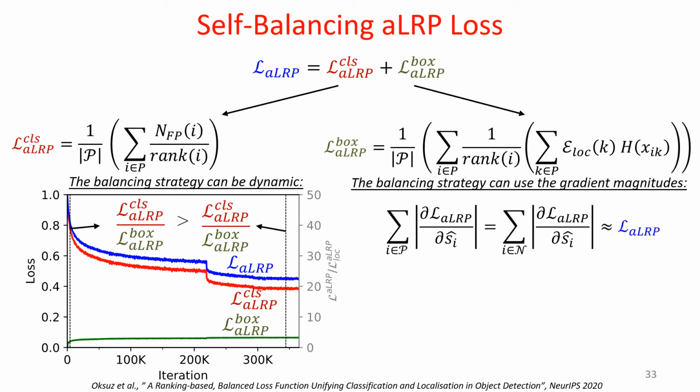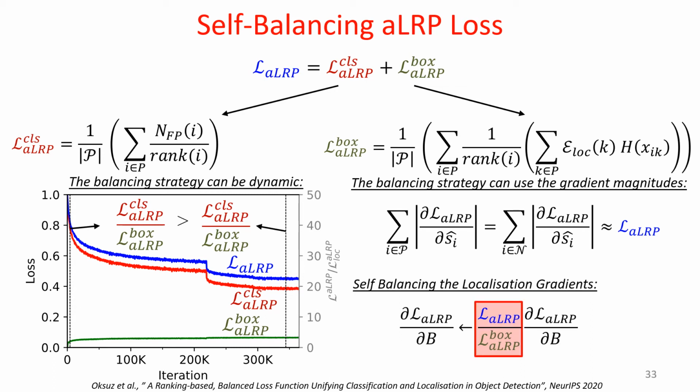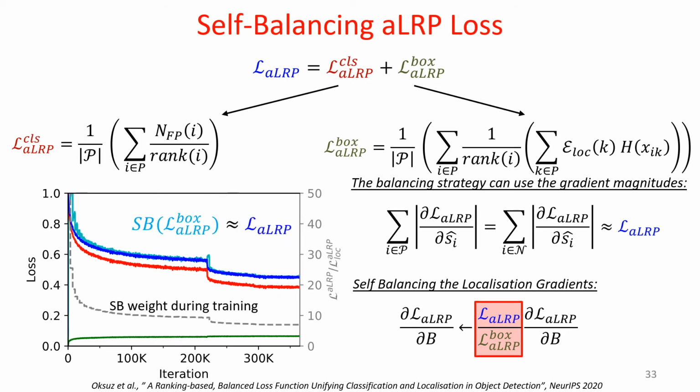Using these observations, average LRP loss employs a dynamic and hyperparameter-free self-balancing mechanism. Instead of a scalar weight, the gradients with respect to the localization output are multiplied by the ratio between average LRP loss and its localization component averaged over the last epoch. As a result, the localization branch also has similar total gradient magnitudes and the imbalance between the tasks is alleviated.